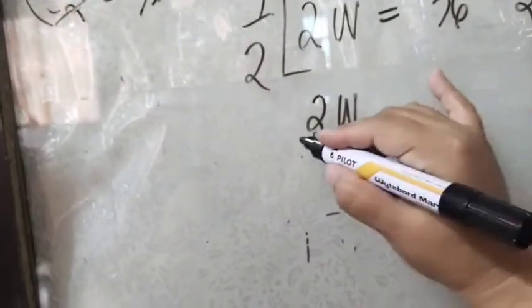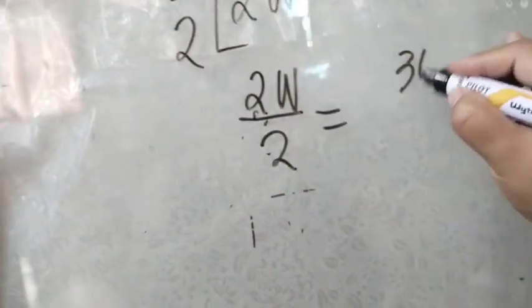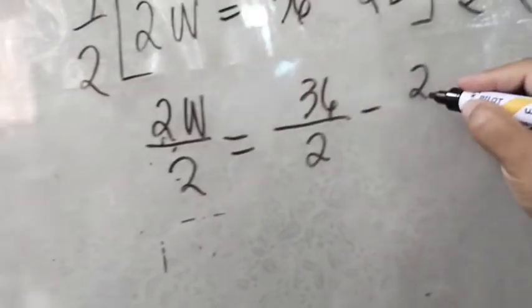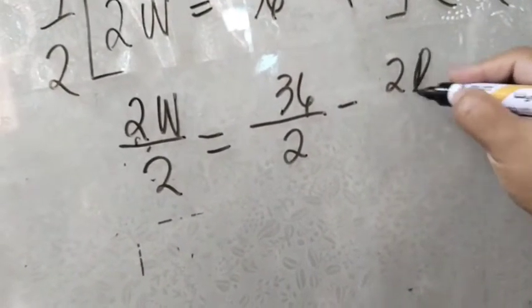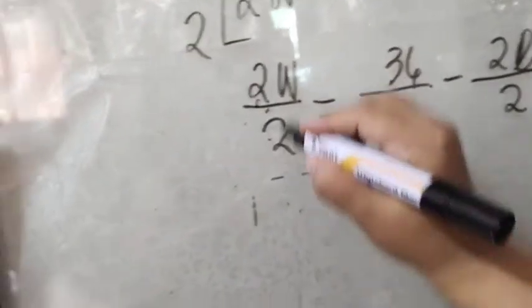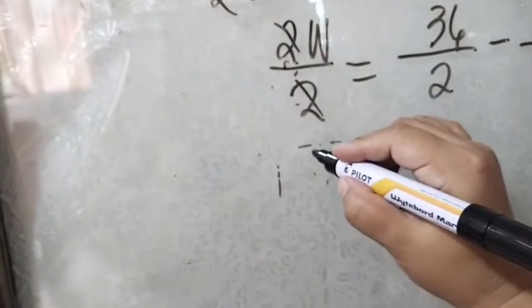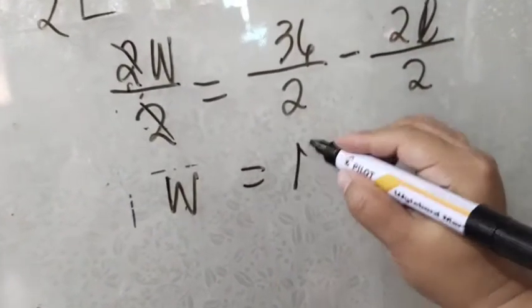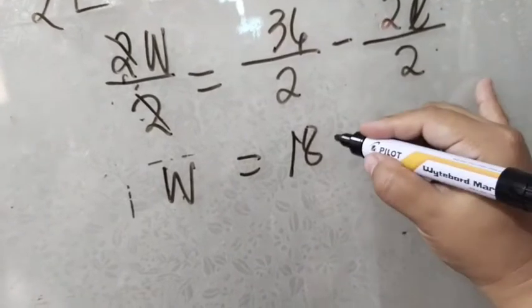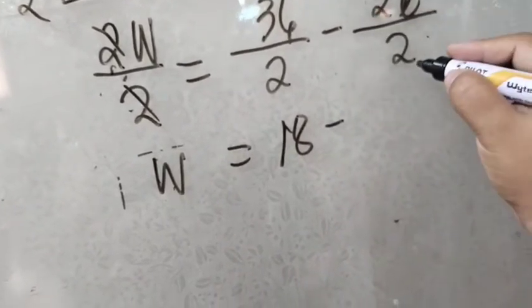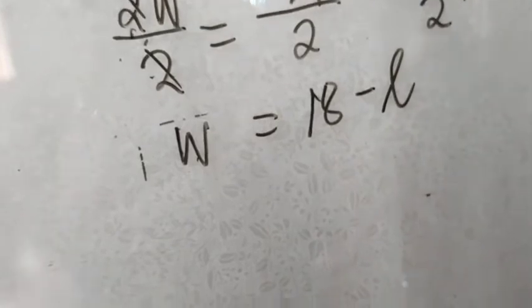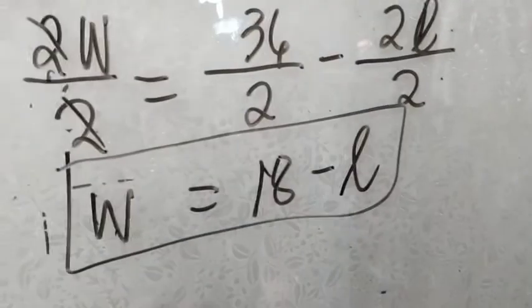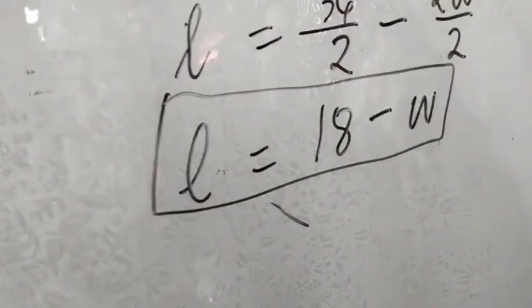It gives you 2W over 2 equals 36 over 2 minus 2L over 2. Then, 2 divided by 2 is 1. 1 times W is W equals 36 divided by 2 is 18. Negative 2L divided by 2 is negative L. So, ito yung ating initial value of W, initial value of L.